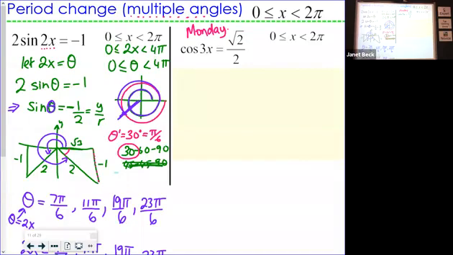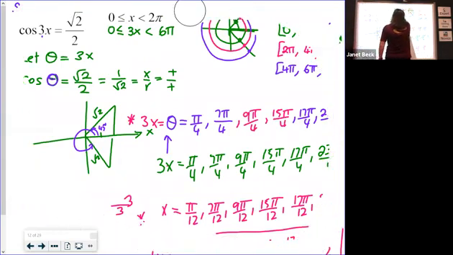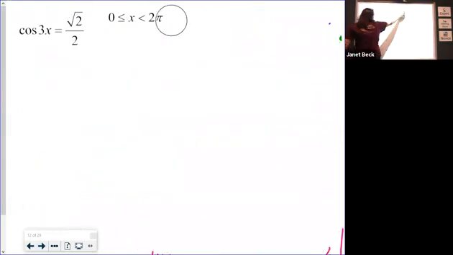Okay, so let's have a look at this warm-up then. I'll do it on this page here. Oh, that had all the answers. Right. So what we're doing with this is, first of all, we want to get rid of this multiple angle.